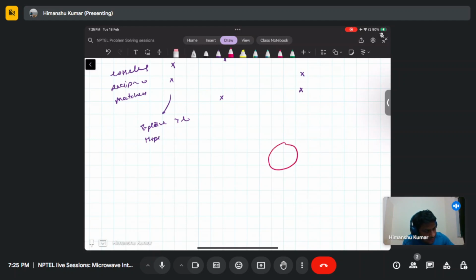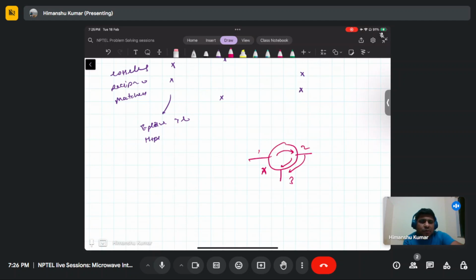Basically you have three ports, let's say one, two, and three. From one to two, the power transfer will take place, and from two to three the reflected power will pass, and from three to one it is rejected. So this kind of device you can use for duplexing.